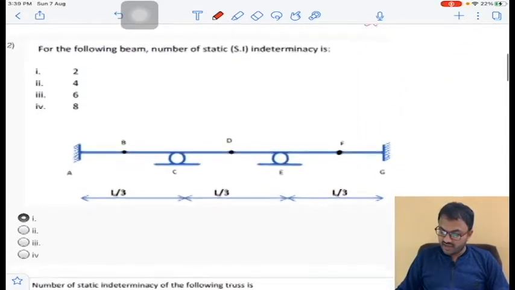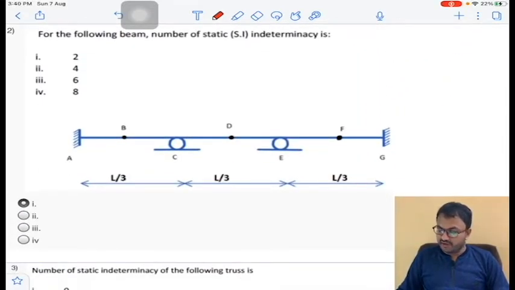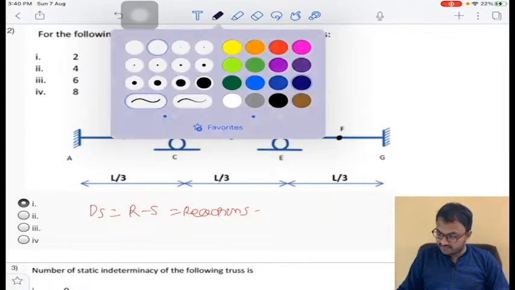And for the following beam, the degree of static indeterminacy is equal to R minus S. That is, the number of reactions minus equilibrium equations.